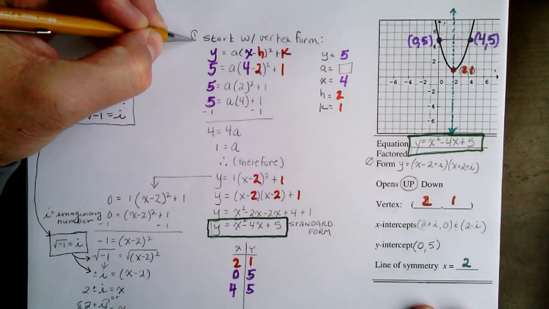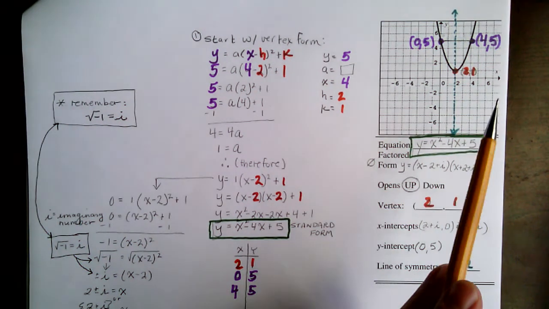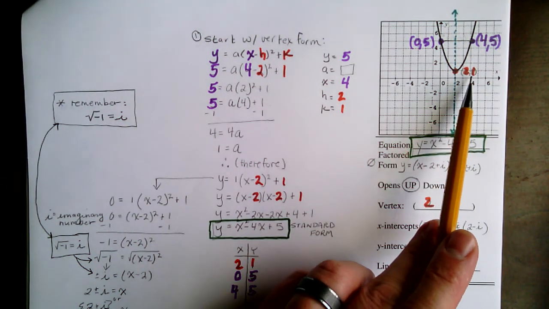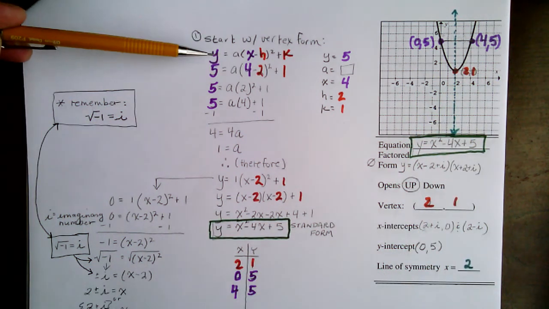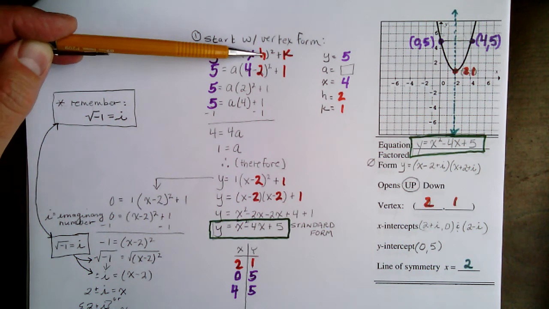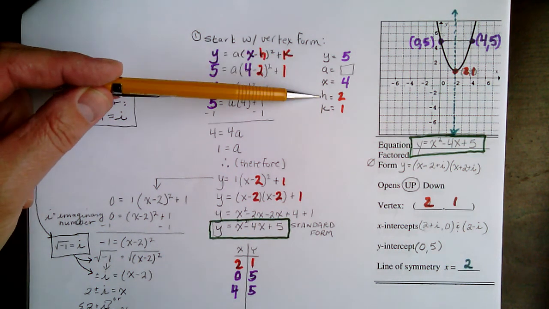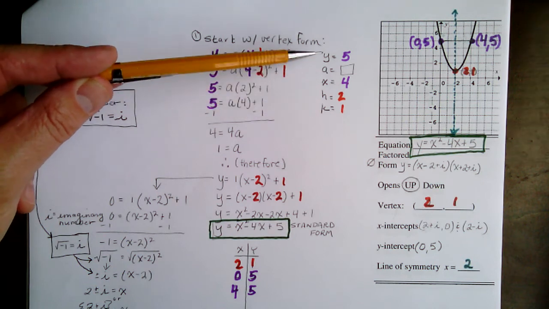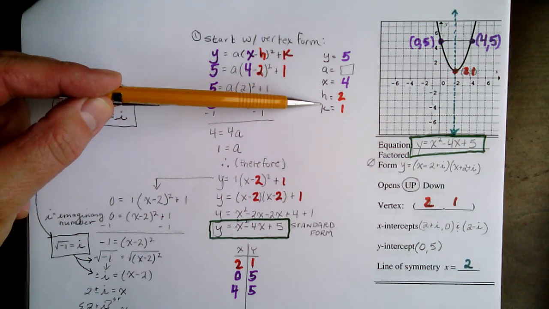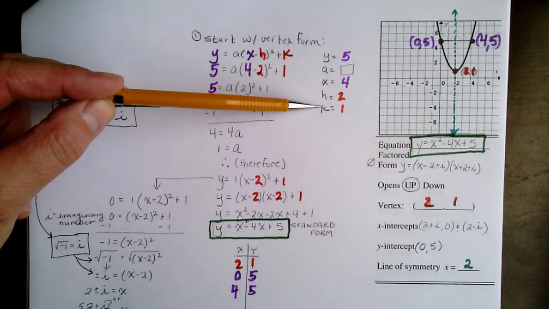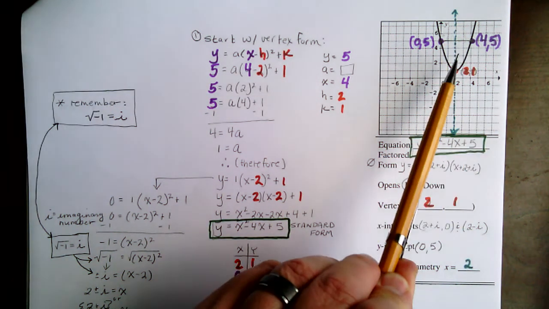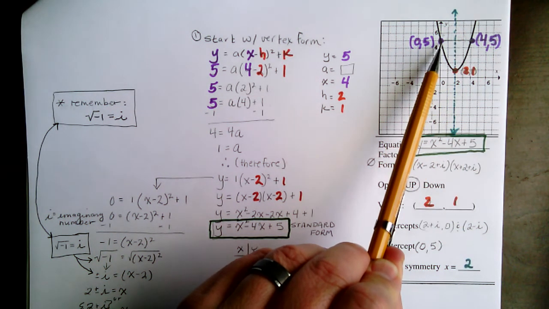The first step is start with your vertex form. So you know the vertex is right here at 2, 1. So I just listed y equals the vertex form, y equals a times the quantity x minus h squared plus k. And then I made a bank of variables and parameters over here. So the h and k are the vertex, so it's at 2 and 1. And then I just picked a point opposite the y-intercept here in this case.